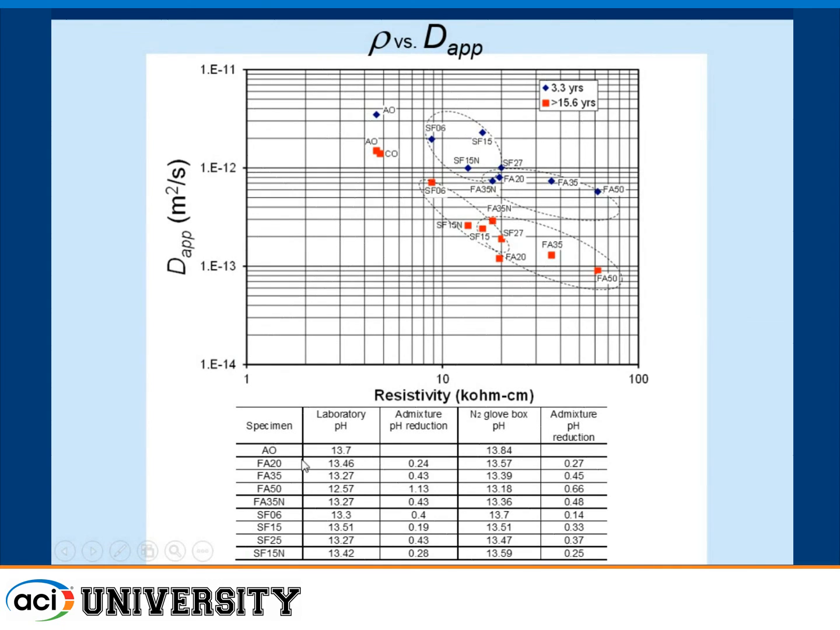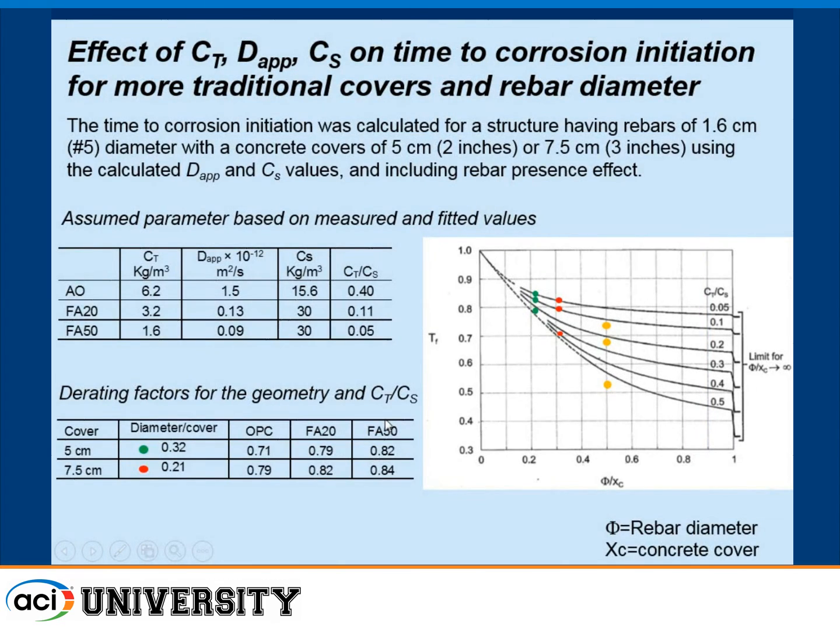The other thing, this is not something that I did, but since our previous speaker mentioned that the pH might be one of the important factors, you can see in here that indeed, as you increase the amount of fly ash, the pH decreases. So that might partially explain why the amount of chlorides that allow corrosion to initiate was different. And similar calculations that include the one-dimensional diffusion and the presence of the rebar.